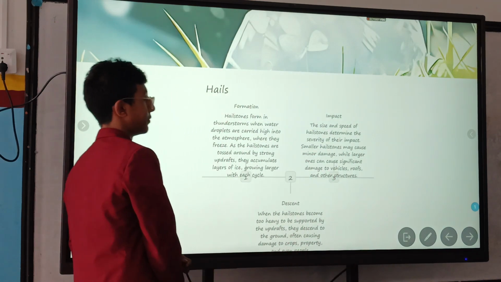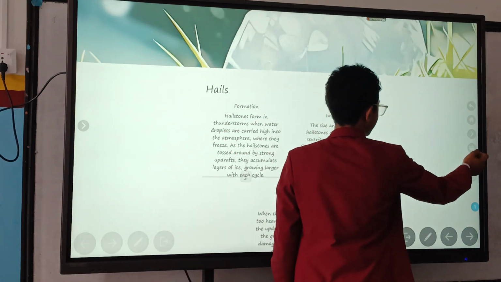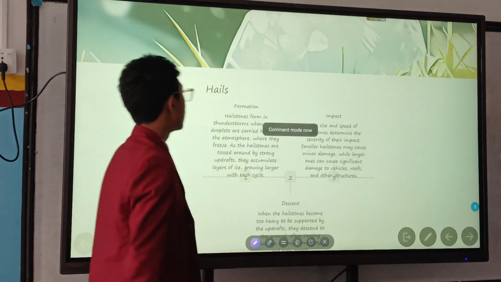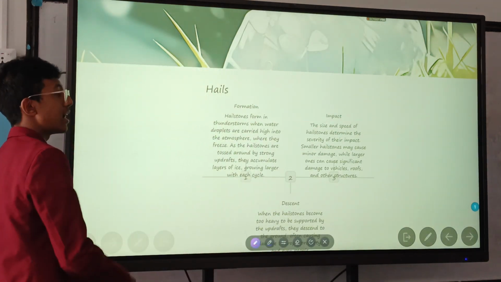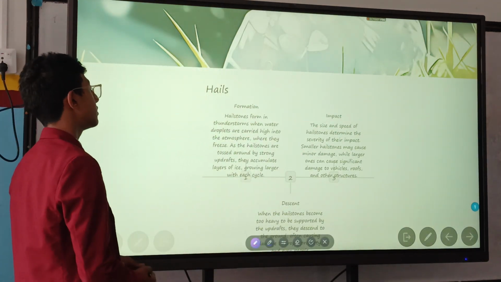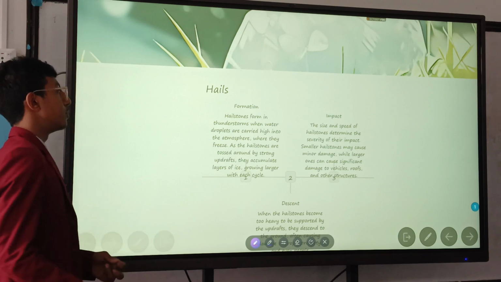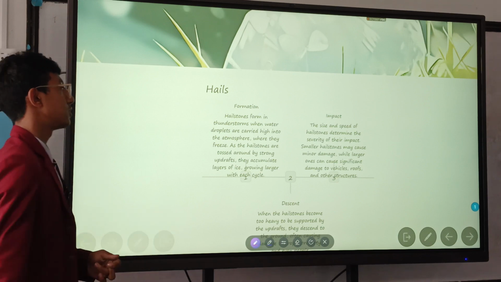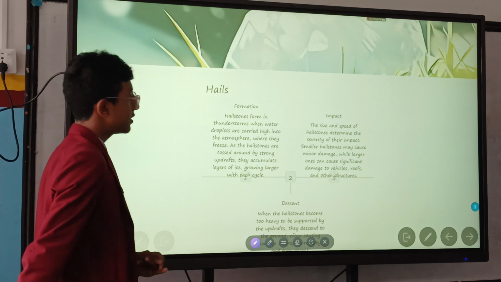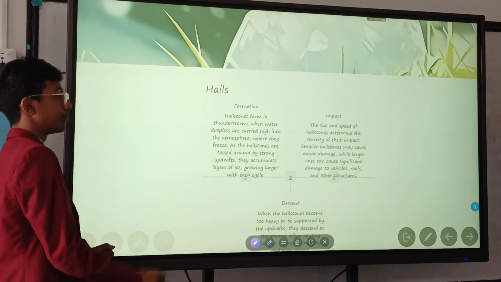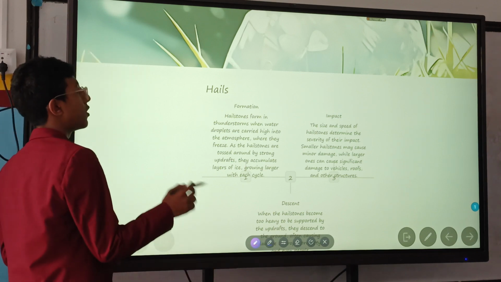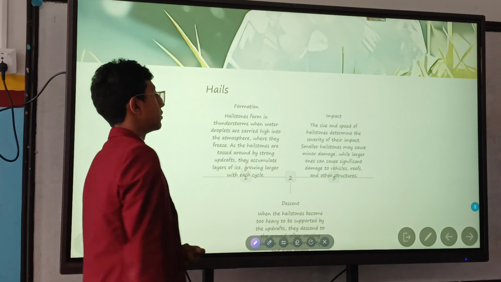Another one is hails. So we know what hail is. Hails are made from frozen water. They are very big in size in comparison. Due to air resistance, they melt and form small pieces on the ground.